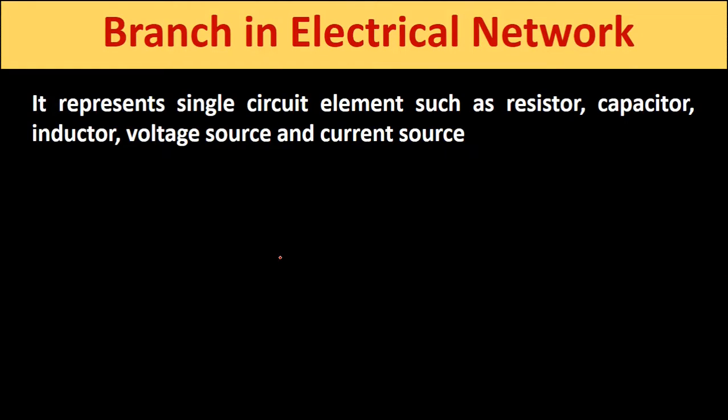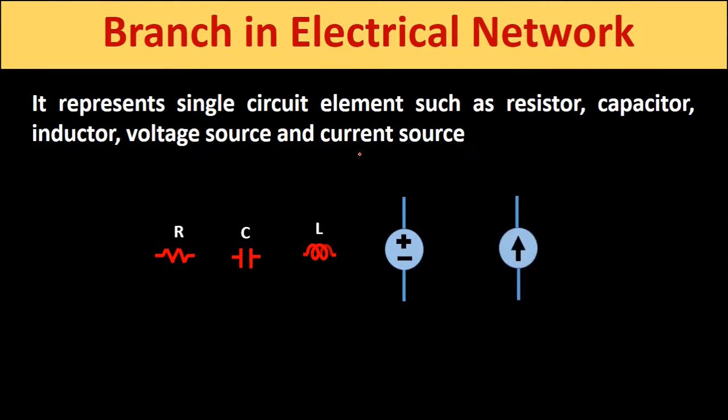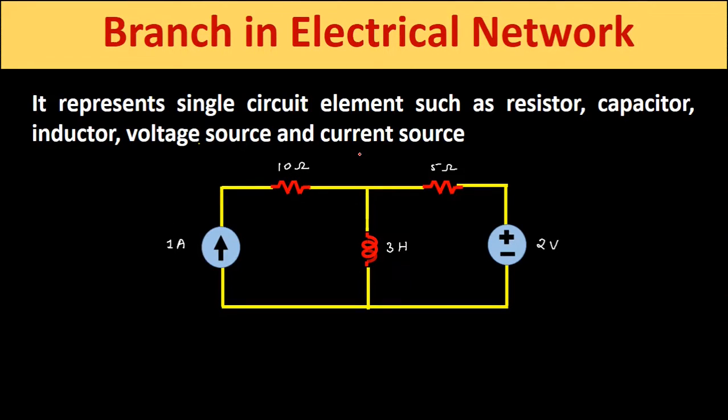First, we will understand branch in electrical network. Branch in electrical network represents single circuit elements such as resistor, capacitor, inductor, voltage source and current source. Now we will take one example to understand this branch in electrical network.